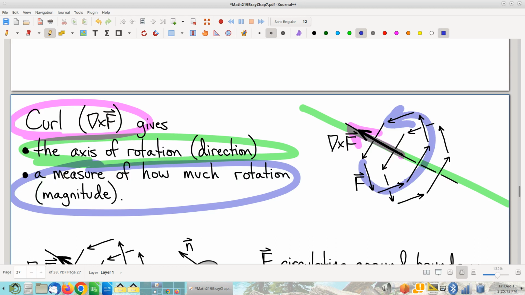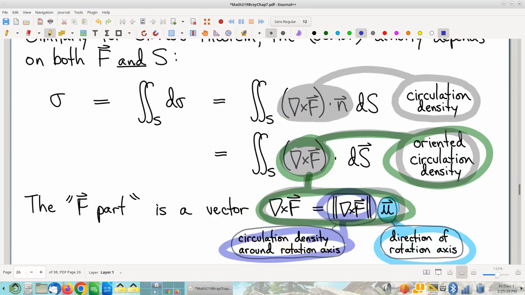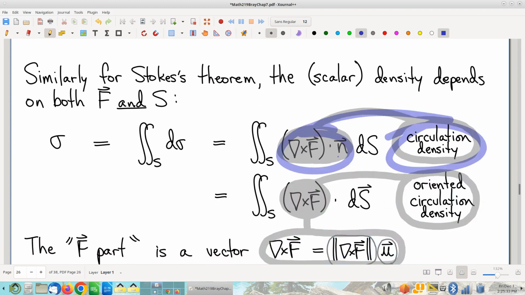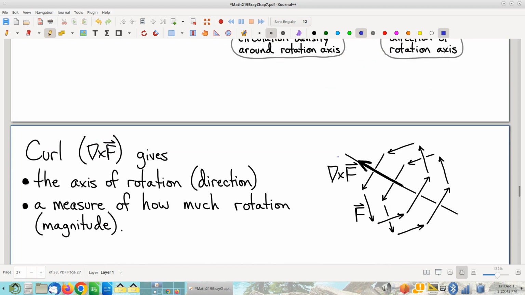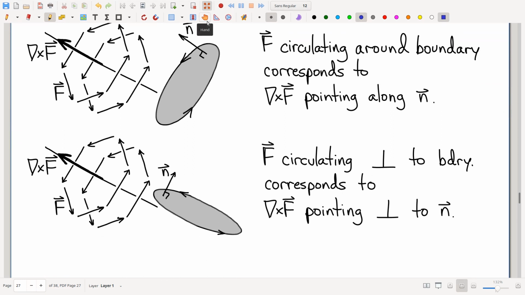Okay. Now, I want to address the question of how does this make sense? Can we make this mesh with intuition? Why should this dot product actually compute our circulation density? Why does the curl and the normal vector dotted help me understand how much circulation is happening per unit area? And so I have a picture that I've drawn for this that I think is very helpful.